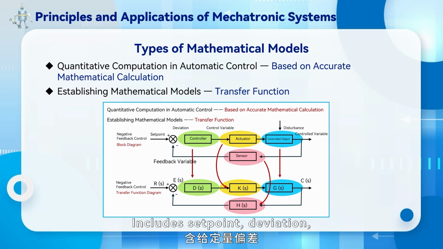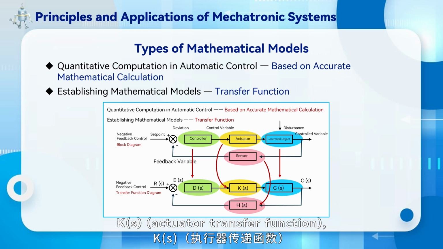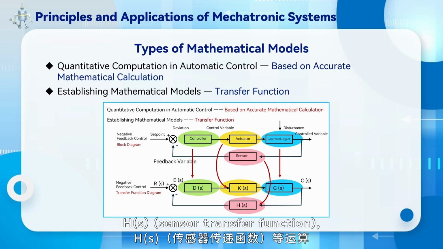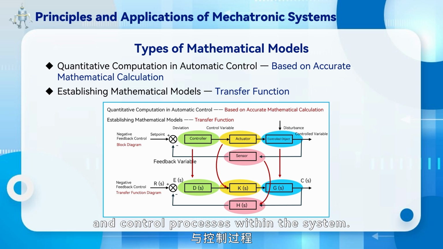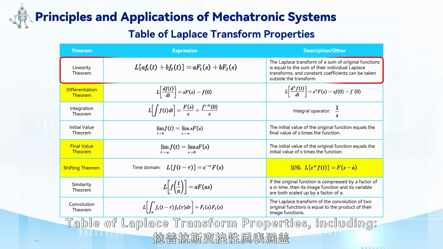Block diagram includes setpoint, deviation, control variable, and elements such as controller, actuator, controlled object, and sensor. Transfer function diagram with input R of s, processed by D of s, controller transfer function K of s, actuator transfer function G of s, controlled object transfer function, H of s, sensor transfer function, representing signal transmission and control processes within the system. Table of Laplace transform properties, including linearity theorem.